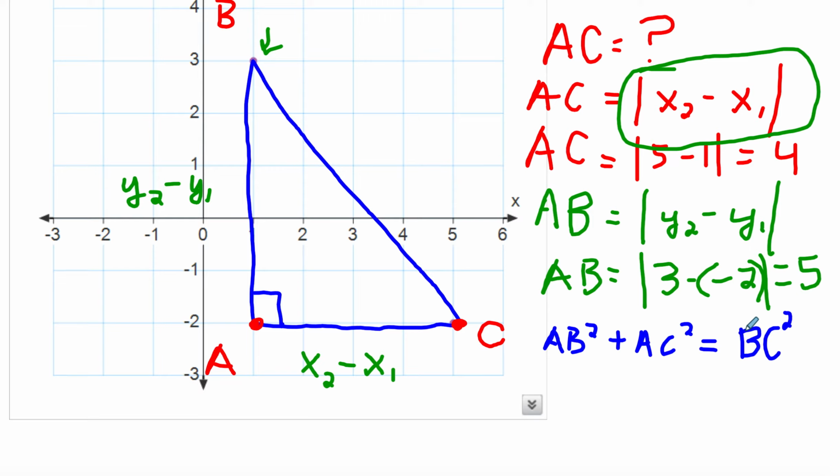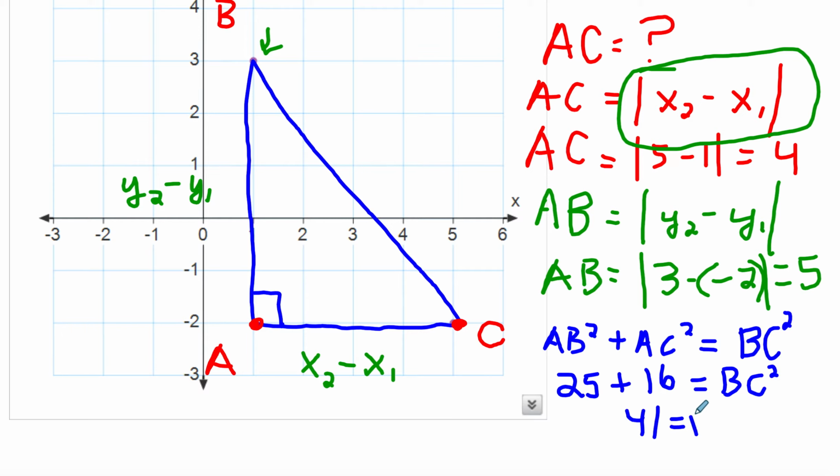So let's actually do that. If AB is 5, 5 squared is 25. If AC is 4, 4 squared is 16. That would equal BC squared. 25 plus 16 is 41.